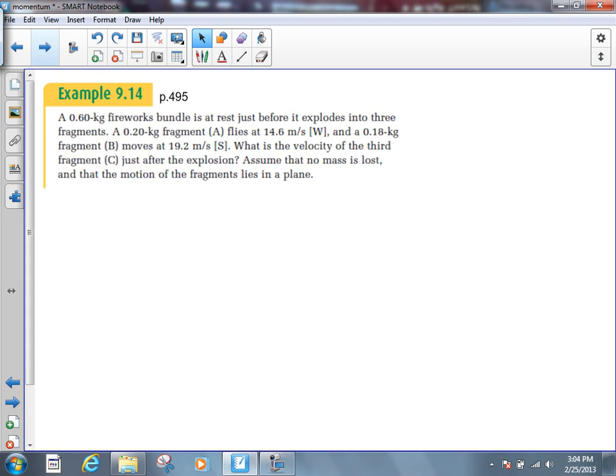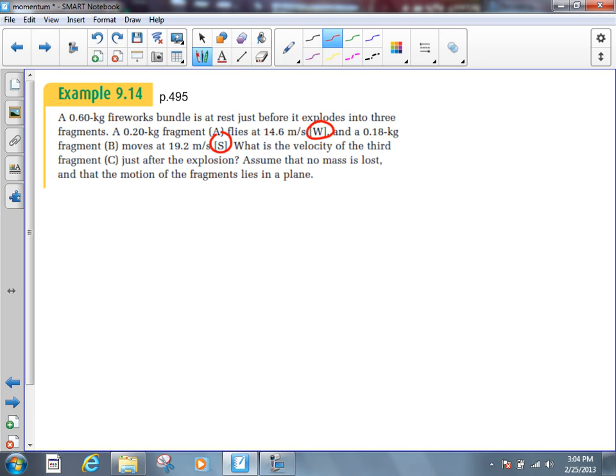9.14 on page 495, Jared. That's page 495. Don't get mixed up with that, Jared. This one says a 0.60 kilogram fireworks bundle is at rest just before it explodes into 3 fragments. A 0.2 kilogram fragment flies west, and then we've got a 0.18 kilogram fragment flying to the south.